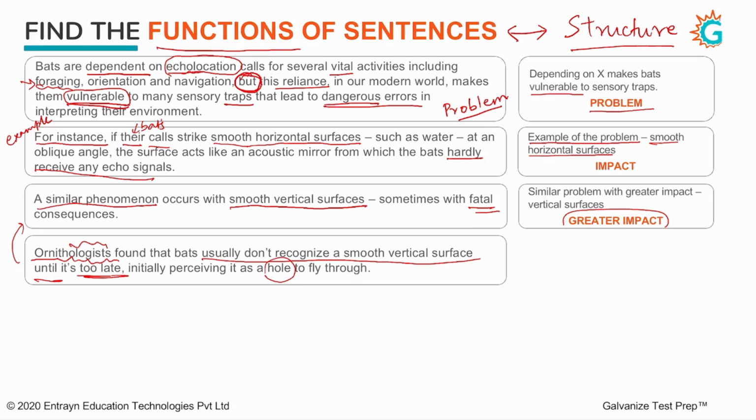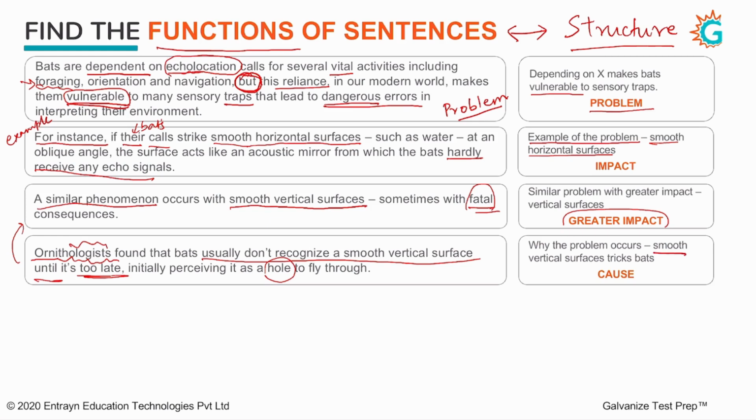And what happens, but these are not holes, they're a solid surface, so the bats just ram into these surfaces and therefore they might die, which is the fatal consequences they're talking about. So guess what, now you've understood what the cause of the problem is, right? Why does this problem happen?